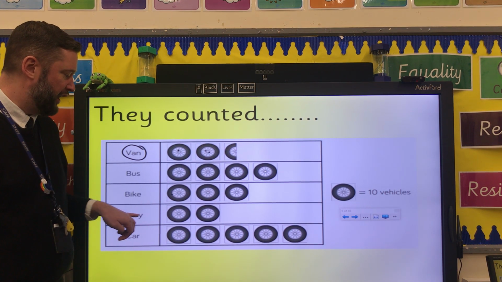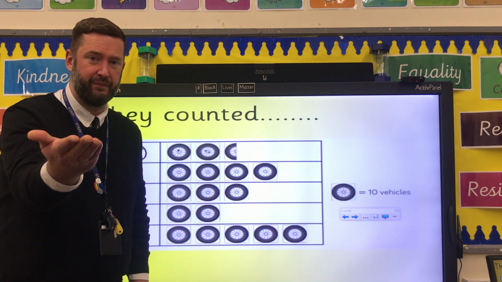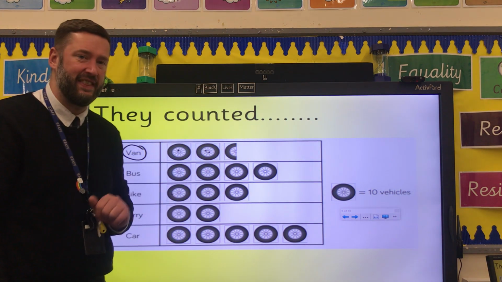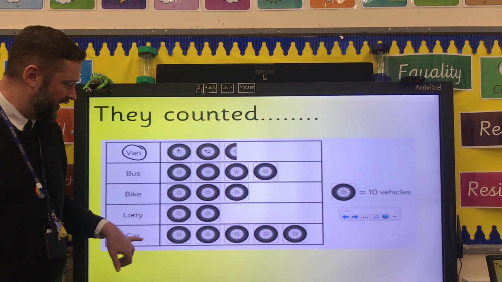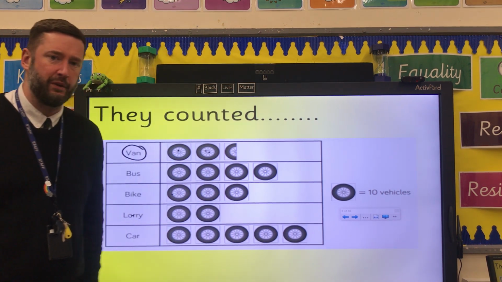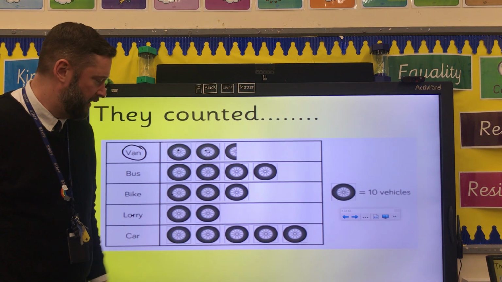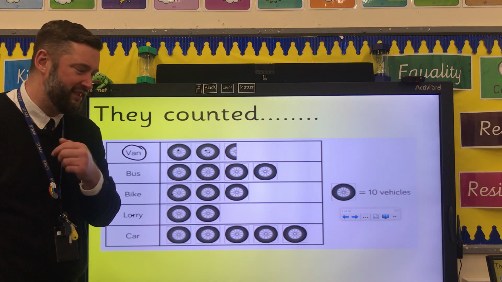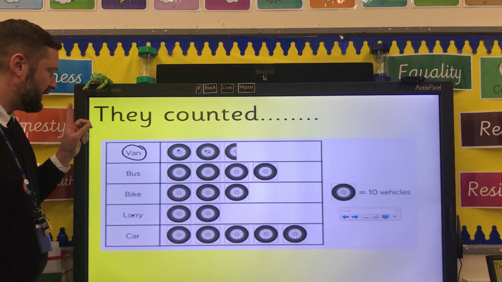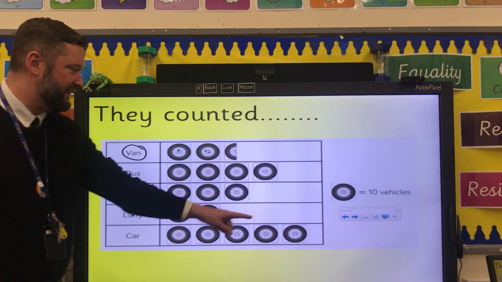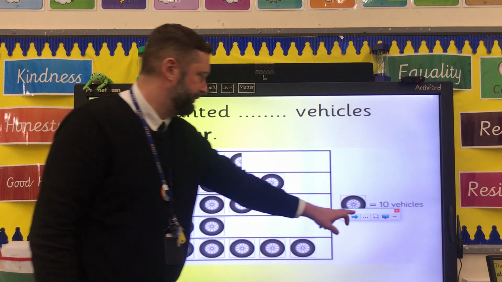Now the lorry row, the lorries, 2 wheels. It's not 2 vehicles, is it? How many vehicles? 10, 20. They counted 20 lorries. And finally, the cars. Got 5 wheels there, but how many vehicles does that represent? Do you know? It represents 50 cars. 10, 20, 30, 40, 50. They counted 50 cars. Well done, you've interpreted the pictogram.